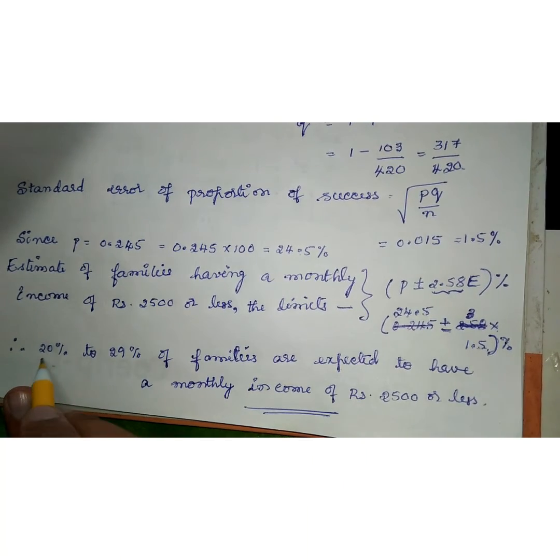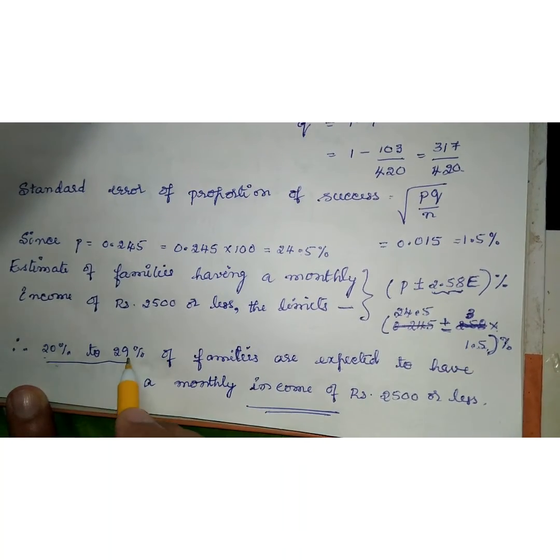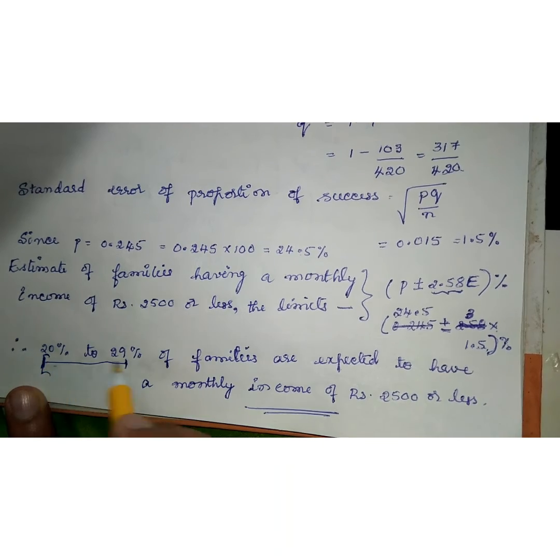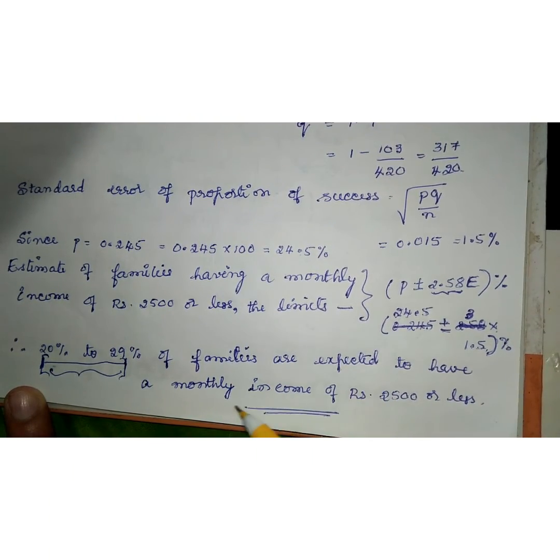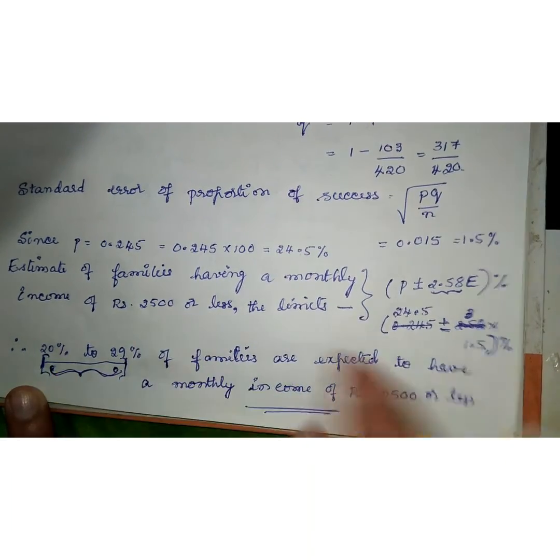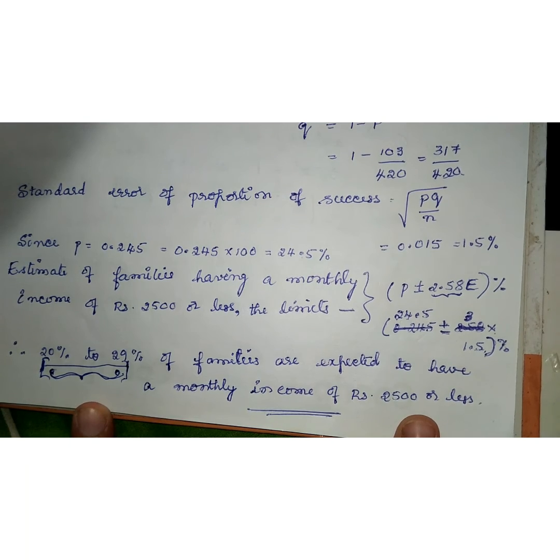So you can see here 20 to 29 is an interval, the confidence interval, in which the proportion of families expected to have the monthly income lies. So this is how the confidence level and confidence interval work.